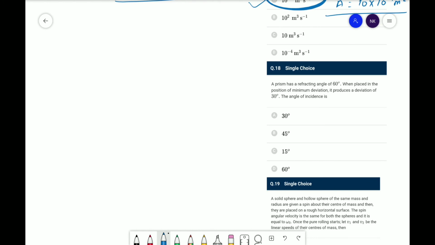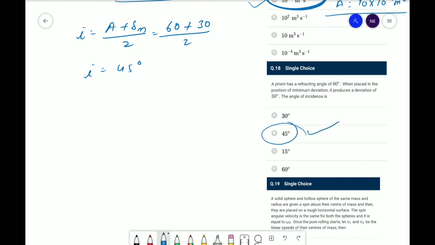The angle of incidence can be defined as i is equal to (A plus deviation) divided by 2. Everything is given: A is 60, deviation is 30, hence i is equal to (60 plus 30) divided by 2, which is 45 degrees. B option is the correct one.